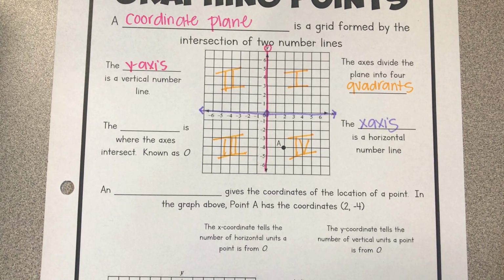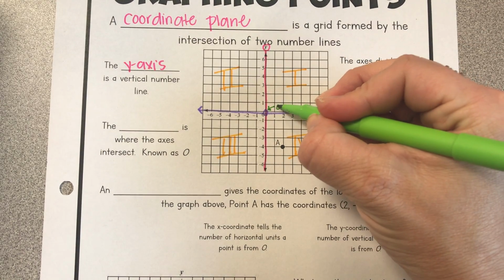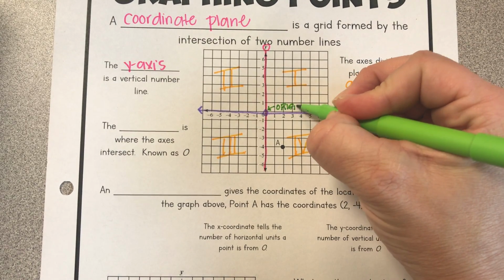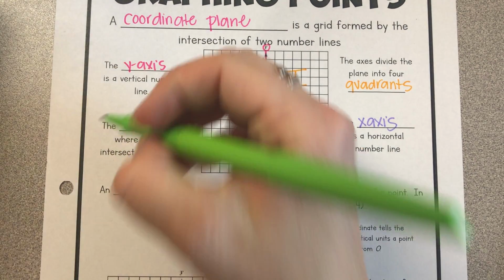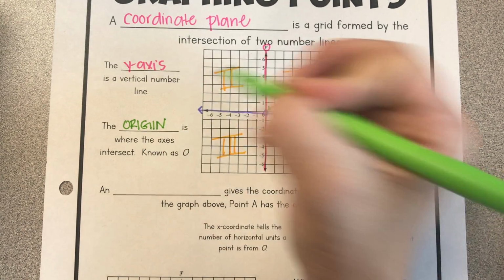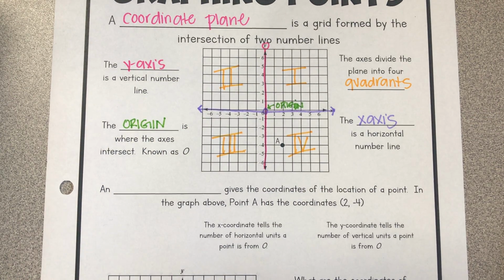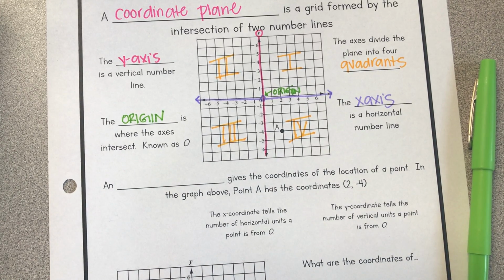And there's a special spot right here, and this is the origin. You can't read that. It's O-R-I, here, I'll write it right here. O-R-I-G-I-N. That is where the two number lines are intersecting. That is where the two lines are intersecting.